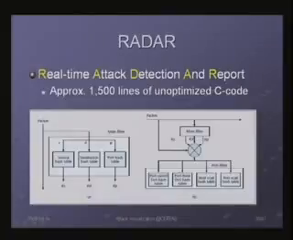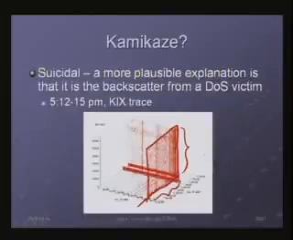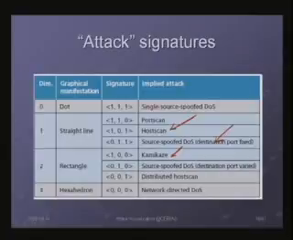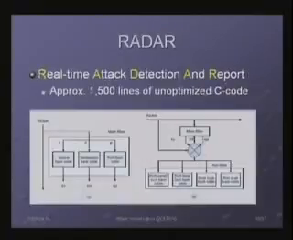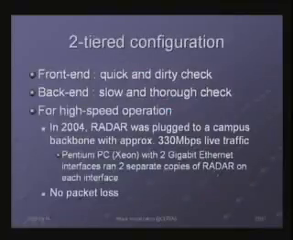When a signature is generated, depending on what kind of signature, we have a table here, right? Depending on what kind of possible attack it is, it'll be forwarded to one of the post-processing hash tables in the back end. So why do we use this two-tiered configuration? Because we want to make it run on a high-speed link.